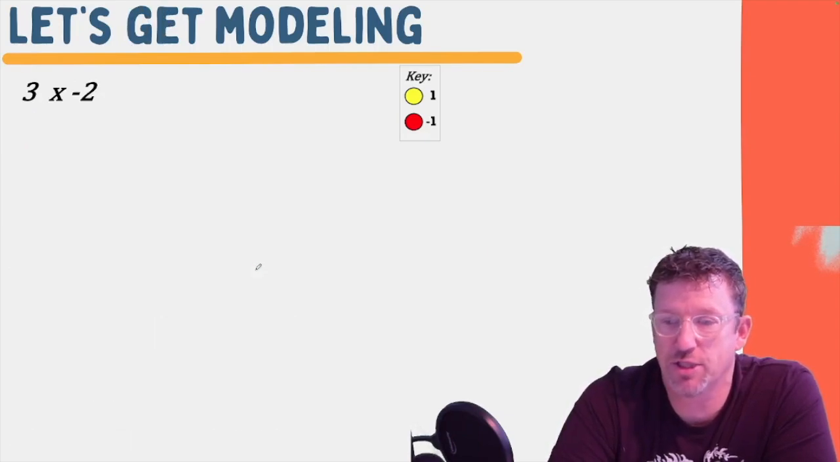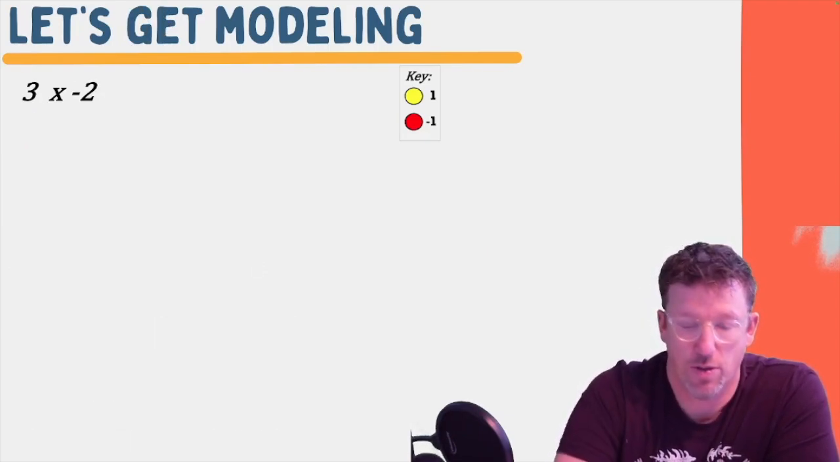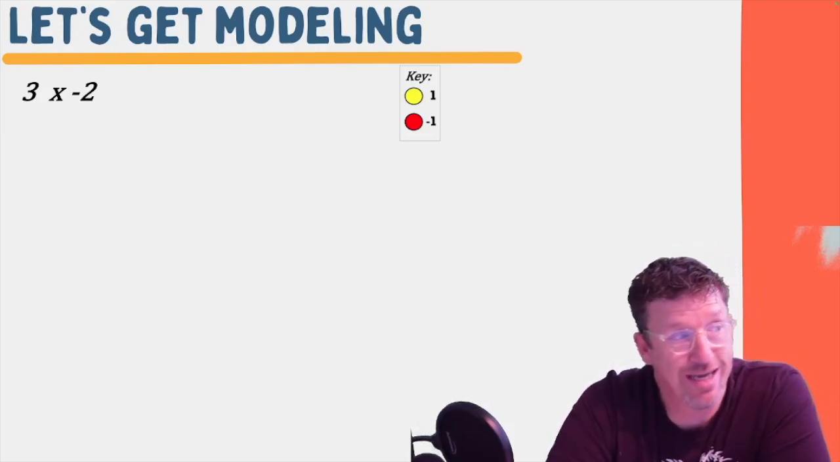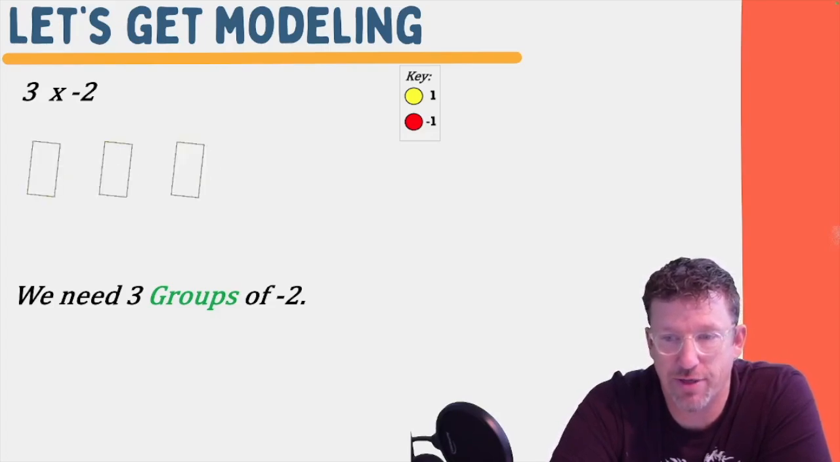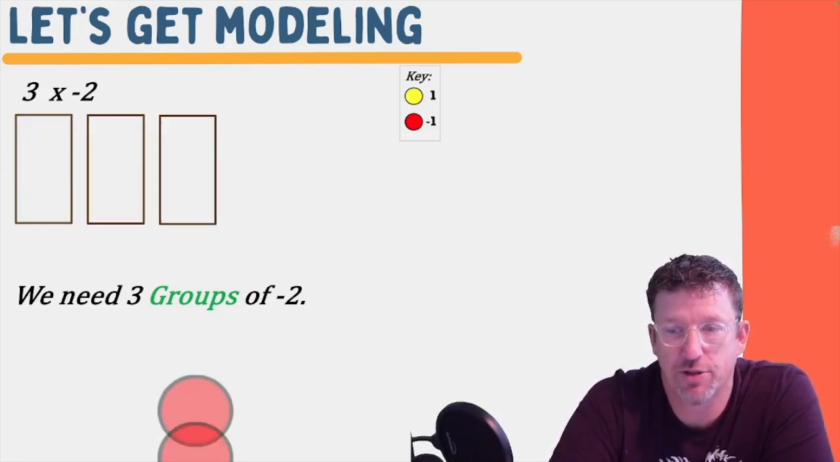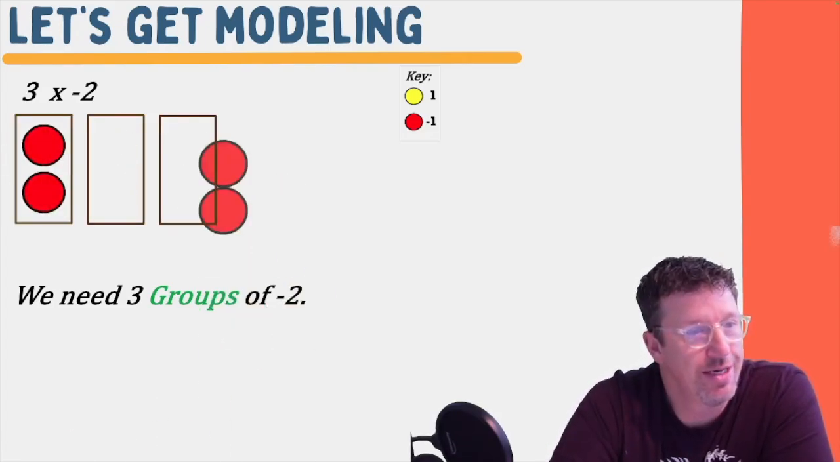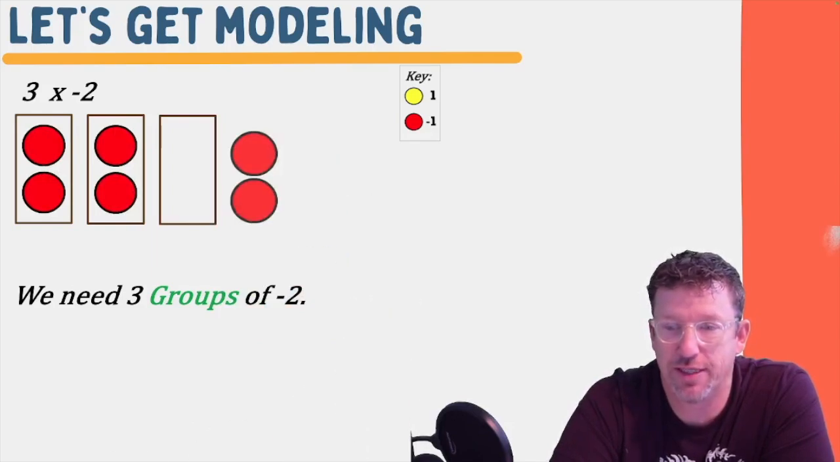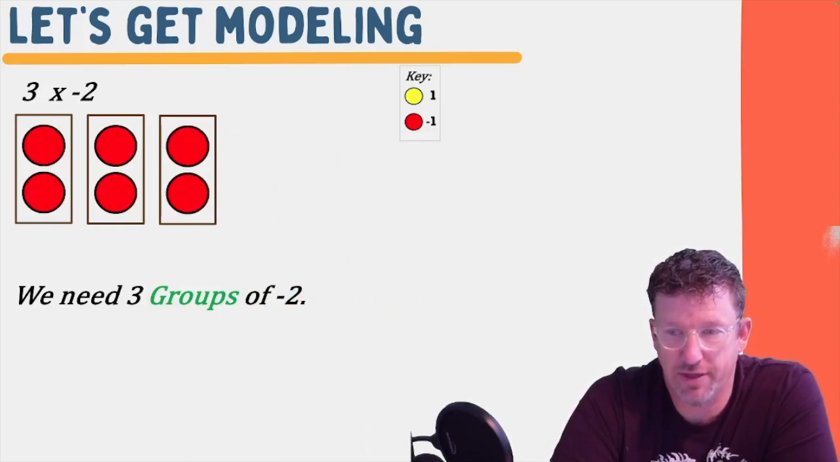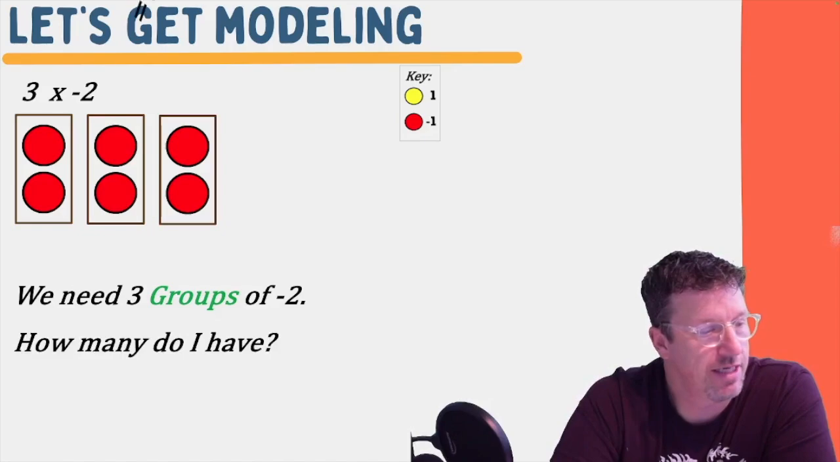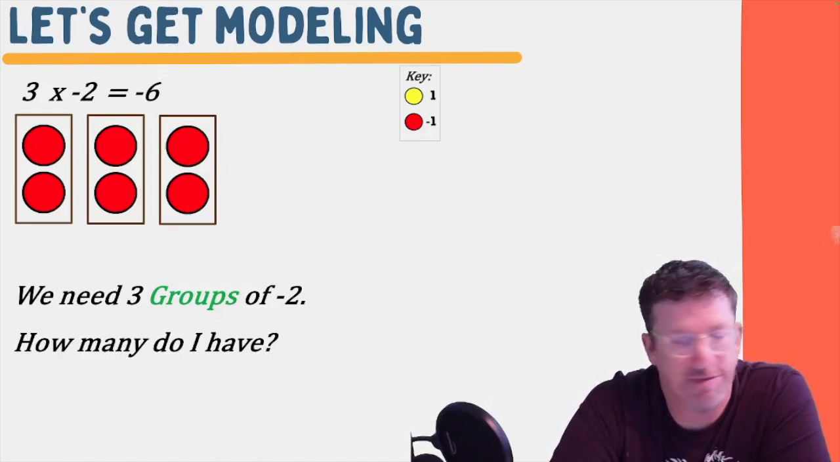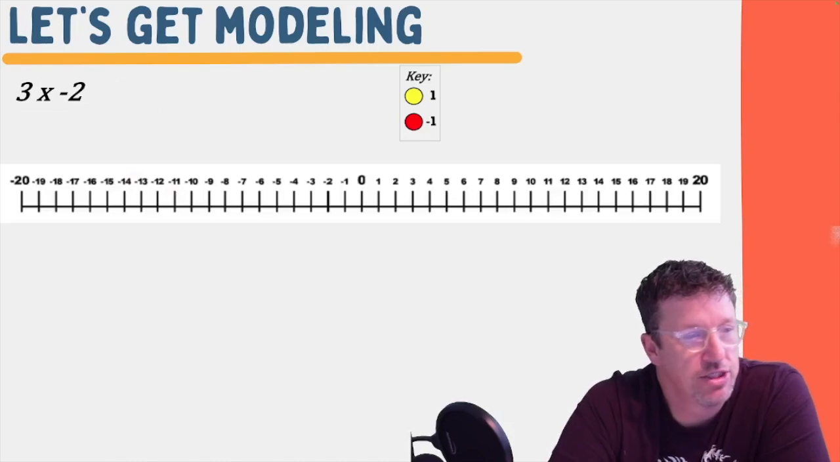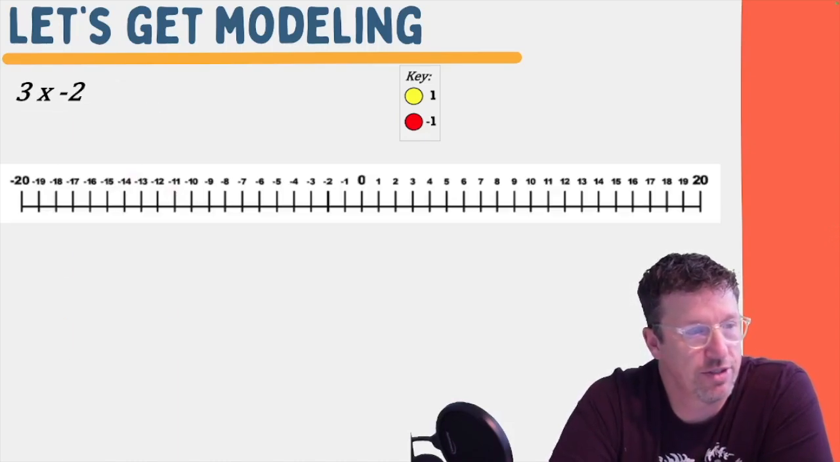All right, let's take a look at this one. Same scenario. We have 3 groups of -2. Remember, 3 times -2, or 3 groups of -2. So let's go ahead and do that. We got 3 groups. And inside each group, let's put 2 negative discs. So we have -2 in each group. And what does that give us? Well, if we have 3 groups of -2, we have 6 of those red discs, which tells us we have -6. And just like the last one on the number line, we're going to do the same thing.